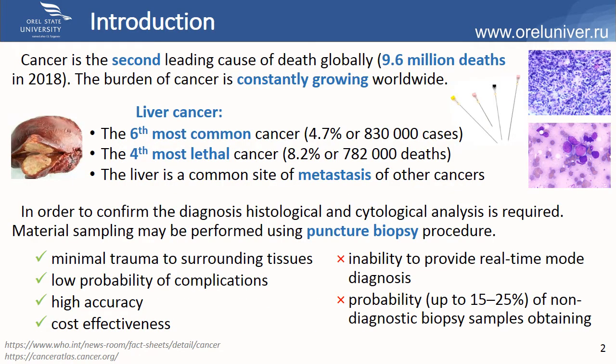Liver cancer remains one of the most commonly diagnosed cancers and the fourth leading cause of cancer death. The problems of this type of cancer are the difficulties of early determination and rapid growth. That's why it is relevant to make the diagnosis faster.